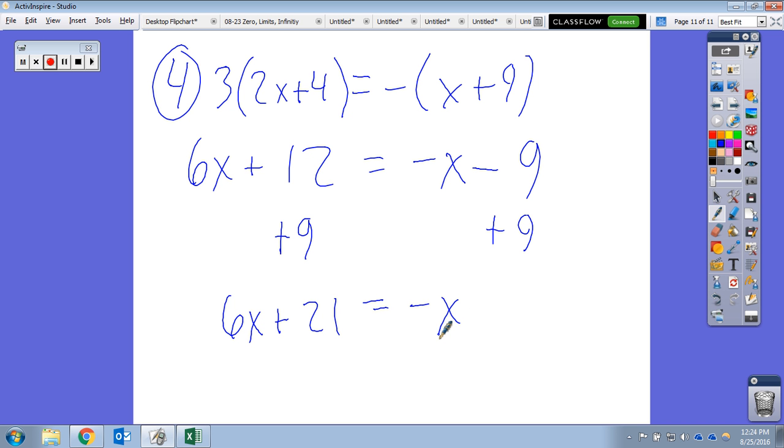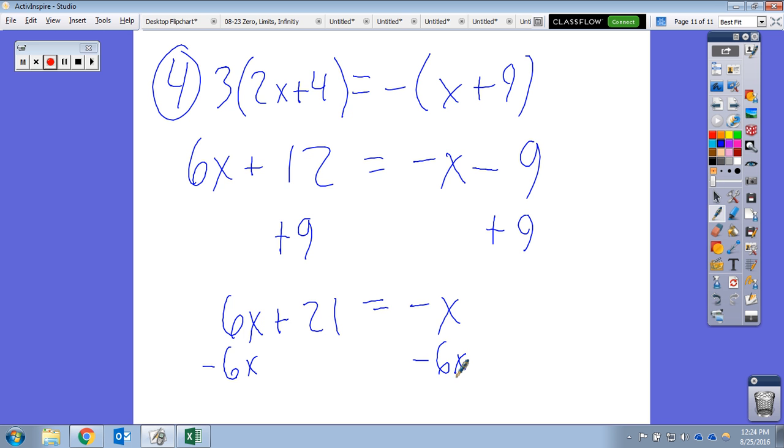Next thing? Add x. No, or wait, no. Subtract 6x. The reason we add 9 to both sides is that it makes it so there's no longer any constant terms over here. We just have the constant term now, 21, over here. So since we just have a constant term over here, why not make it so we just have our variable terms over here? So minus 6x. And if you guys are comfortable enough doing this in one step, you can do that. That's fine.